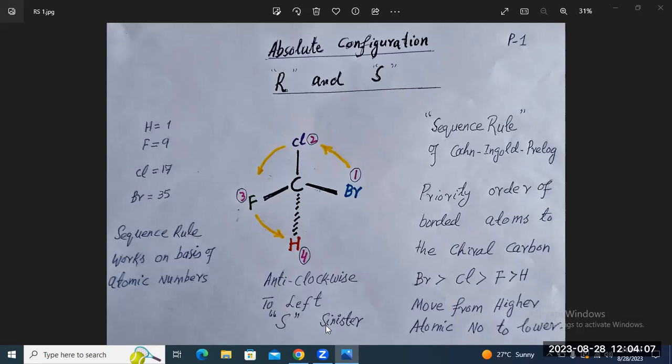S means sinister, which is a Latin word, and S has been taken from this sinister. So this optically active compound would rotate the plane polarized light to the left, and theoretically would be considered as S configuration, and its mirror image would always be of R configuration.